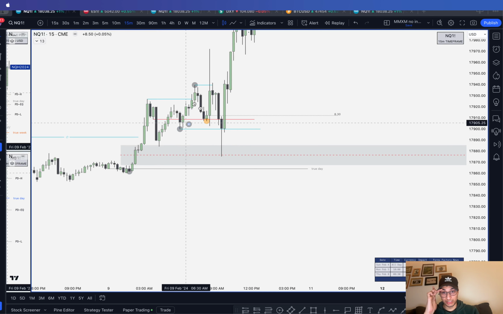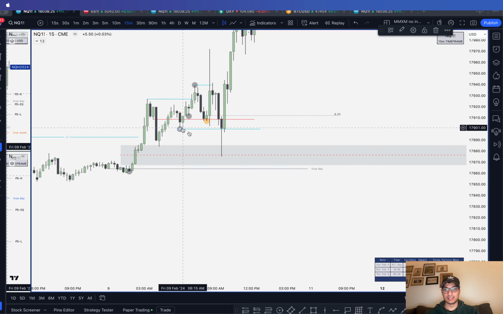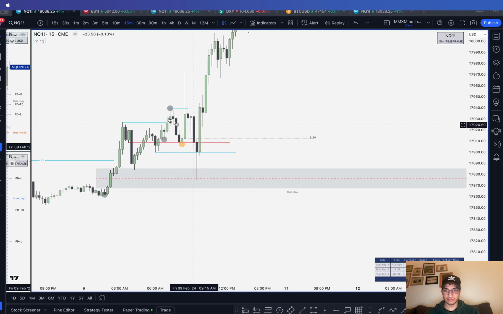An intermediate term low puts in a higher high, which this low does. You can even say it's this low. This low puts in a higher high, okay? Then we come down. God, it's so messy in here. This low puts in this high. That's a valid low in the market.